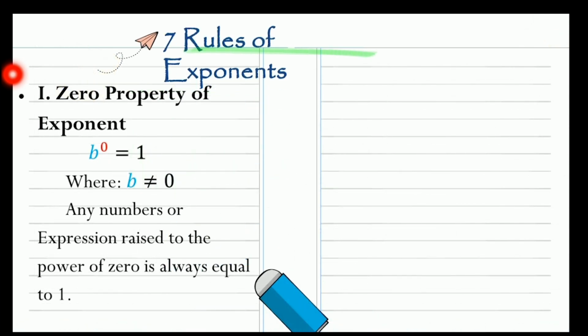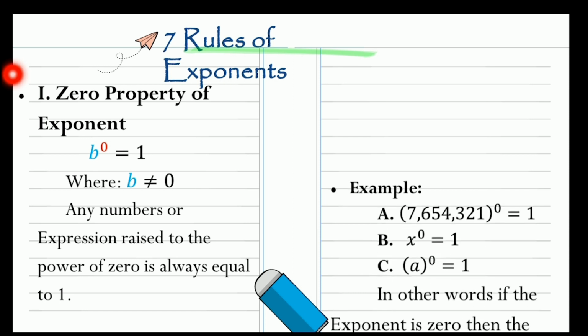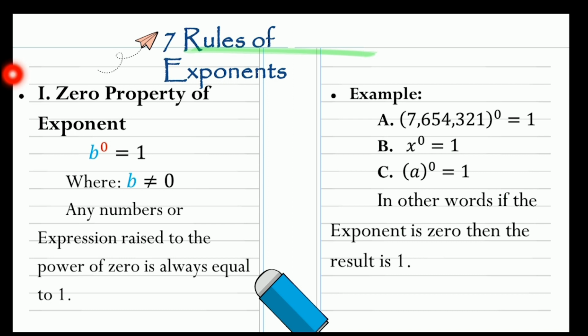We have here 7 rules of exponents. First, the zero property of exponent. b raised to 0 is equal to 1, where b is not equal to 0. Any number or expression raised to the power of 0 is always equal to 1. For example, the quantity 7,654,321 raised to 0 is equal to 1. x raised to 0 is equal to 1, and the quantity a raised to 0 is equal to 1. In other words, if the exponent is 0, then the result will be 1.